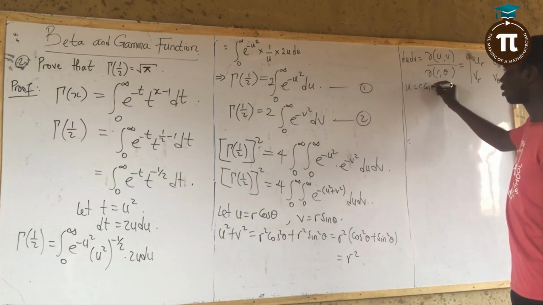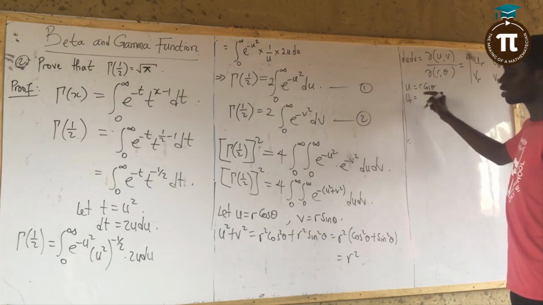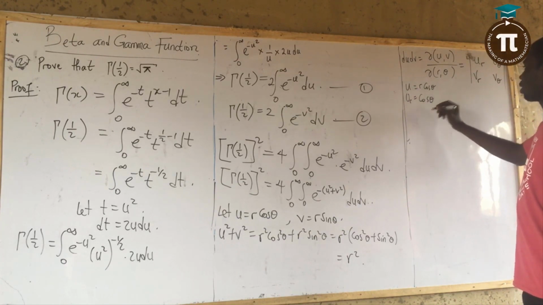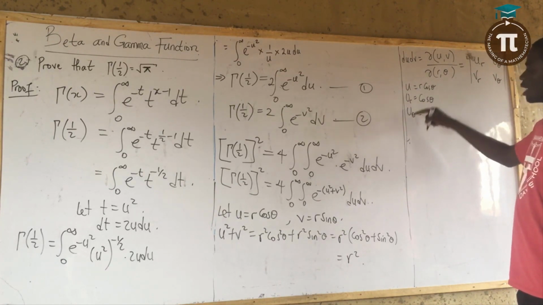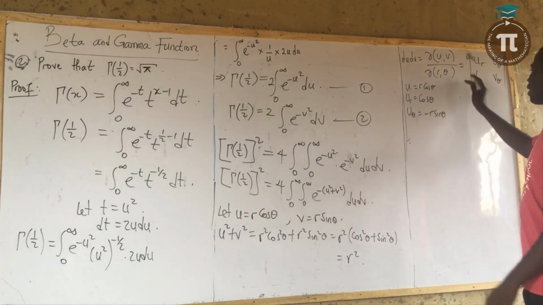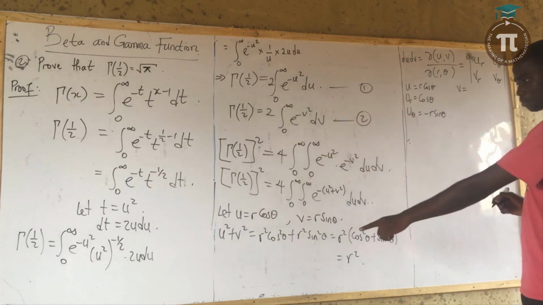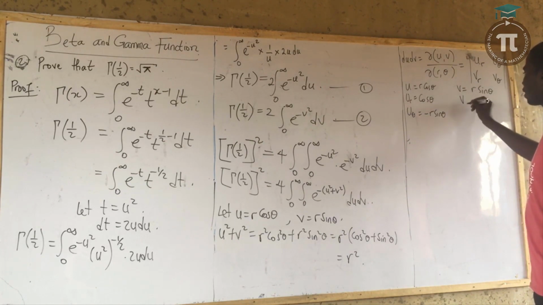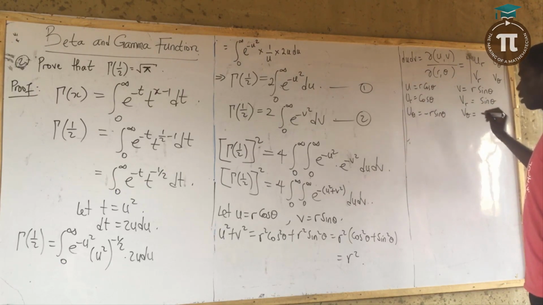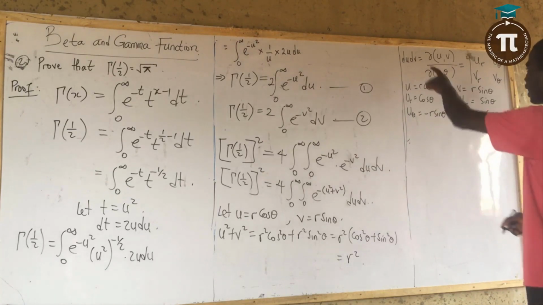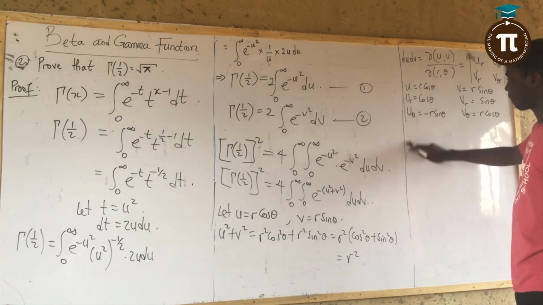So don't forget, u is r cos theta. Differentiate with respect to r, this will give me cos theta. u differentiated with respect to theta will give me minus r sine theta. Then v is r sine theta, so v with respect to r is sine theta, and v with respect to theta is r cos theta.